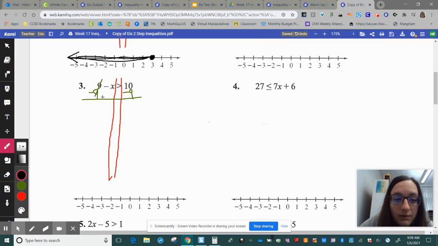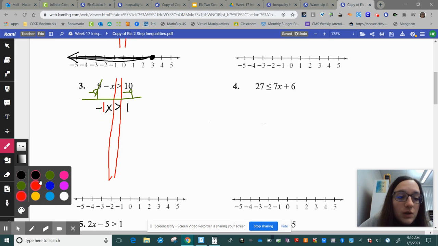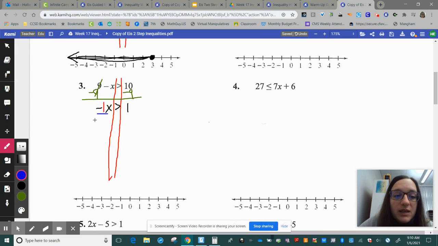We are left with, be careful, that x is negative. That is a negative x, greater than 10 minus 9 is 1. From here, that is that secret 1 sitting out there. So to get rid of it, we can divide both sides by a negative 1.